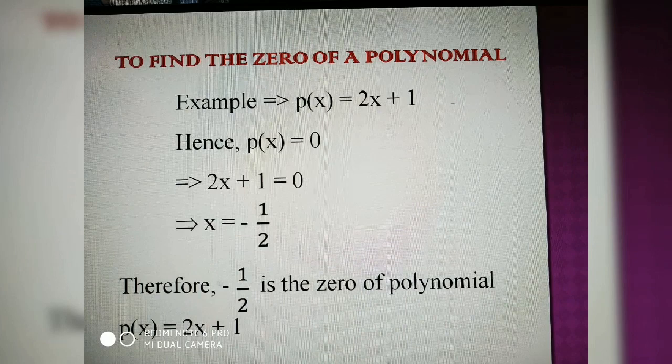Then to find the zero of a polynomial, let p of x be 2x plus 1. So p of x is equal to 0, that means 2x plus 1 is equal to 0, or x is equal to minus 1/2. So minus 1/2 is the zero of this polynomial 2x plus 1.